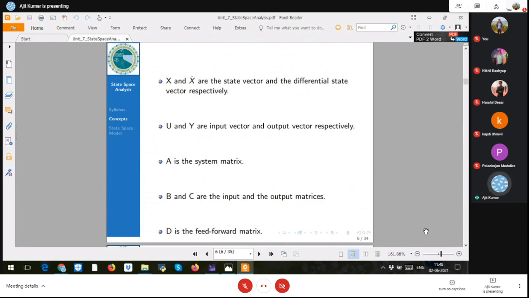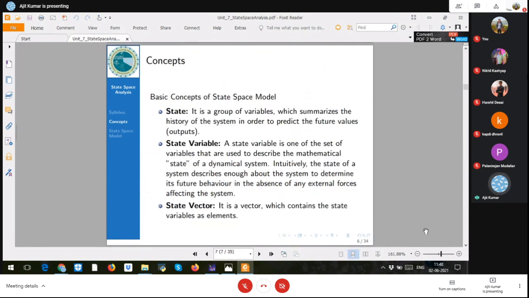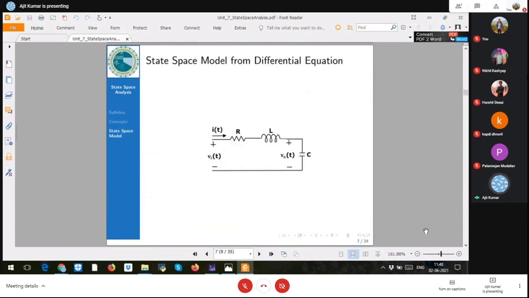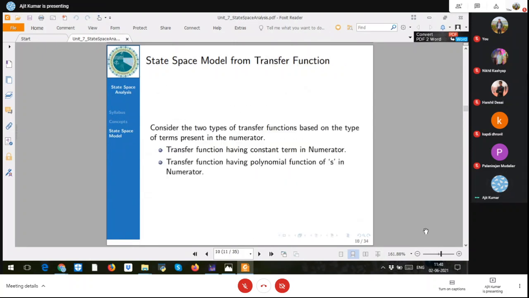Other details you know about these variables. We talked about the concept of state variables and state vector. And the idea was also to learn, when we know about these two modeling concepts, differential equation based and transfer function based model, then we wanted to convert the differential equation based model to a state space model, which we did for the RLC circuit example. And later we also tried to convert the transfer function model to a state space model.